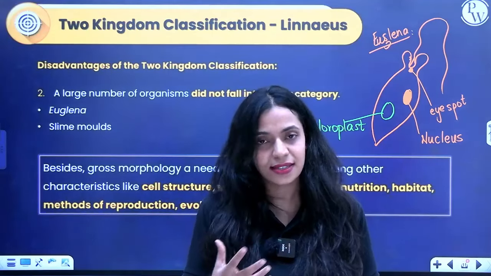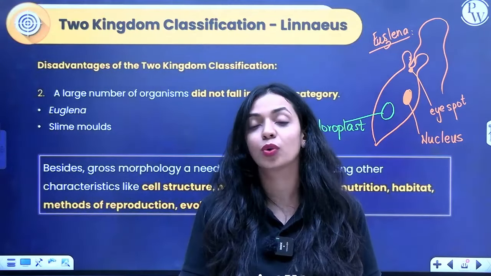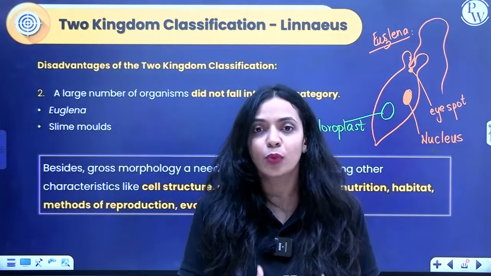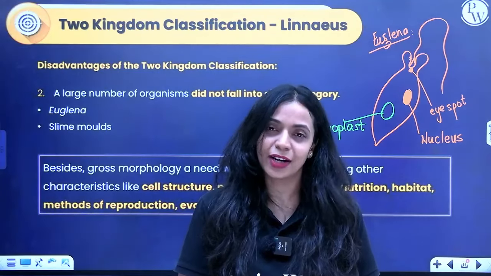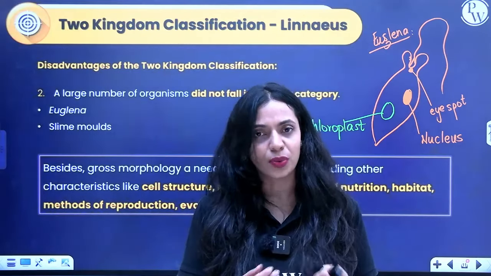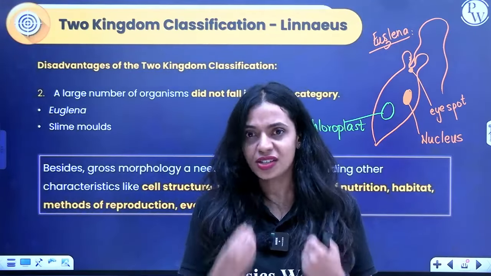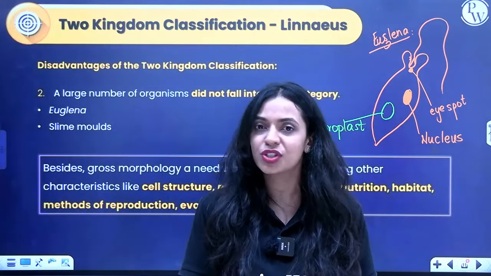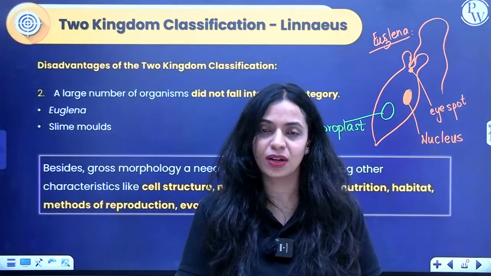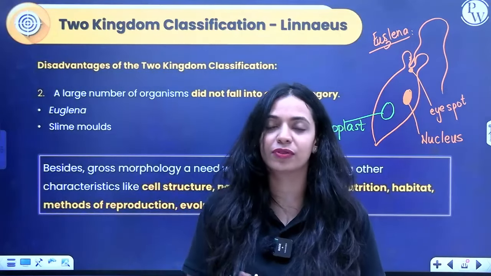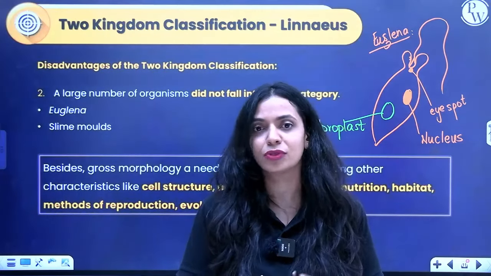So this system, though it was scientific, though it was helpful, was found to be inadequate. Inadequate means not sufficient. It was not sufficient because here we used morphological features, and primarily just one morphological feature, which is the presence or absence of a cell wall. That was not sufficient because you had a lot of confusions and disadvantages to this kingdom system.